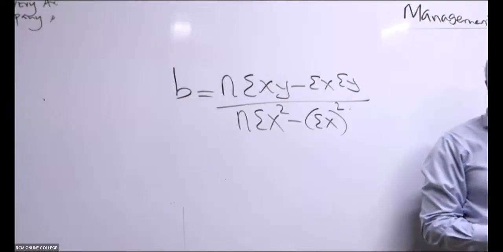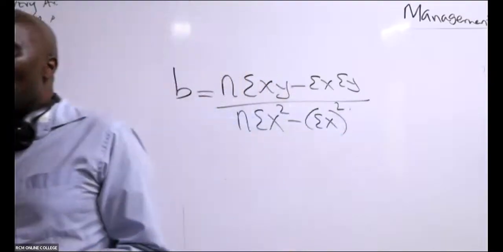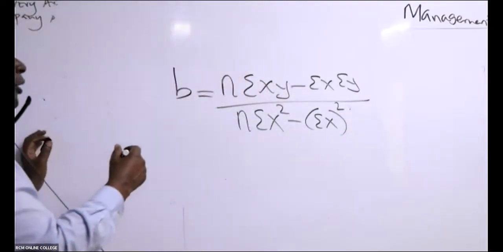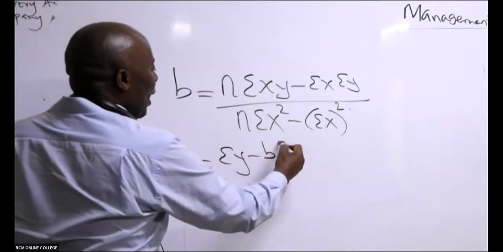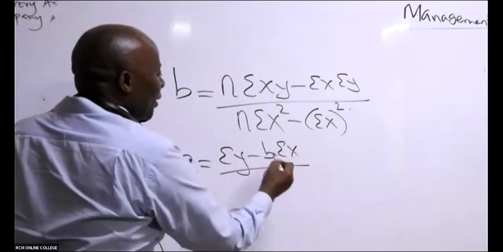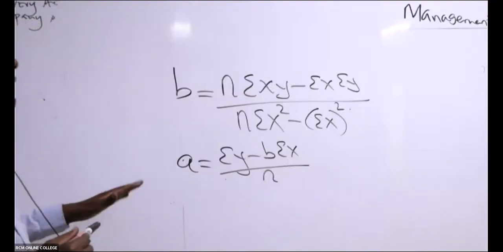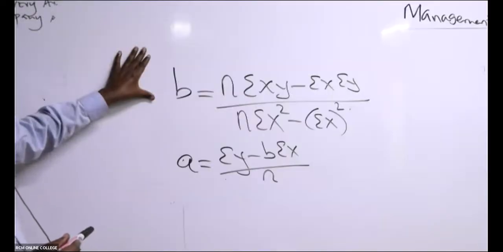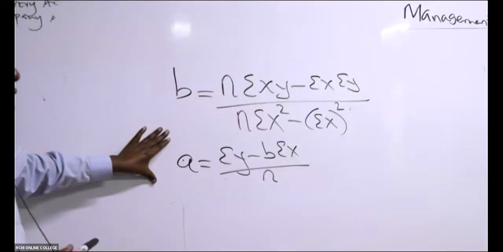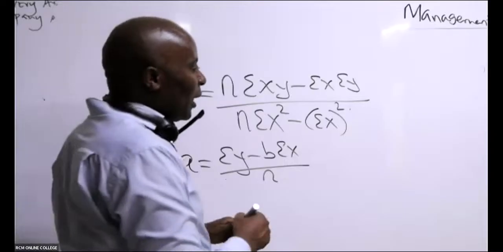Best subject in CPA. And then, ladies and gentlemen, having gotten that, how do we get our a? To get our a, we shall take summation of y minus b summation of x, divided by n. So anytime they want us to give the value of b, this is how we shall get it, and this is how we shall get the value of a.